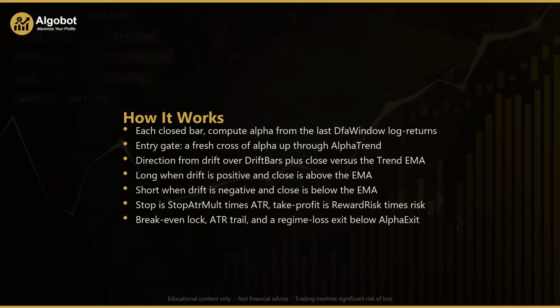Finally, there's the regime loss exit. If alpha falls back below AlphaExit, by default 0.50, the market's memory is considered gone and the position is closed immediately. That last rule is the main tool the strategy uses to keep losers small and drawdown shallow. Only one position is held at any time.